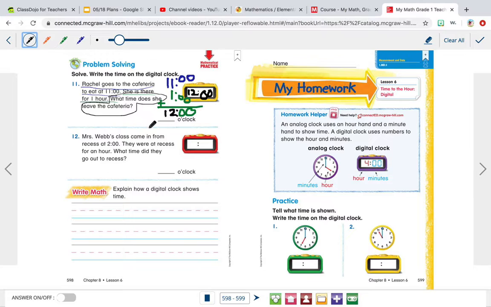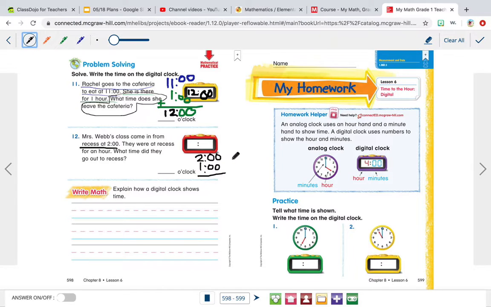Okay, Mrs. Webb's class came in from recess at 2. So they came in at 2. They were at recess for an hour. What time did they go to recess? So they came in at 2, so 2 colon 0, 0. And then they were at recess for a full hour. So if I'm trying to find out what time they went out for recess in the beginning, am I going to add or subtract?